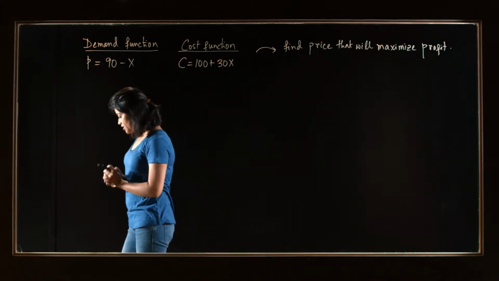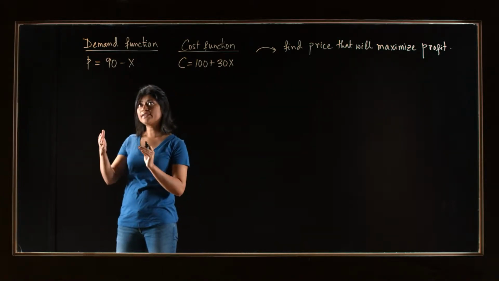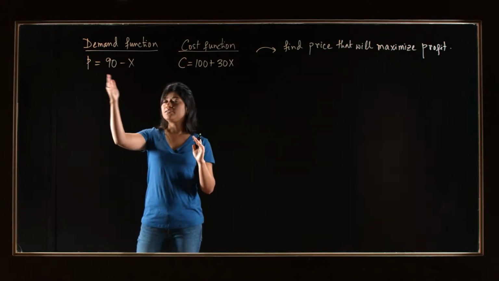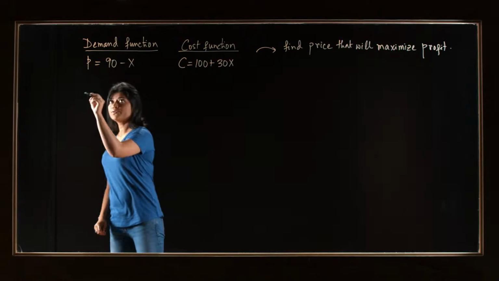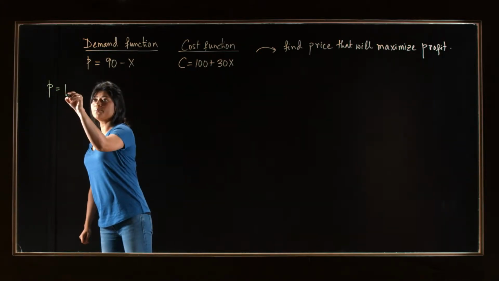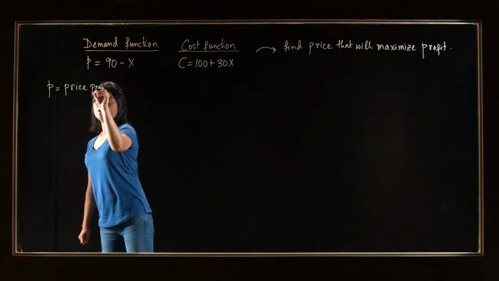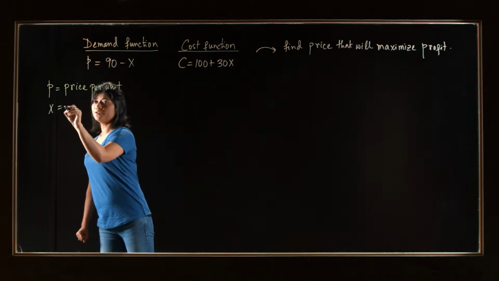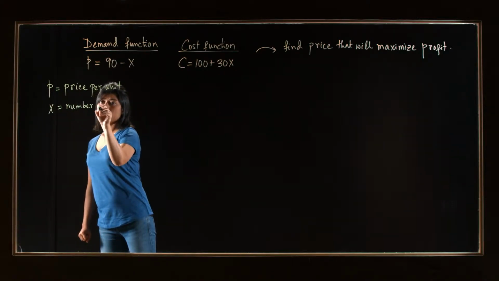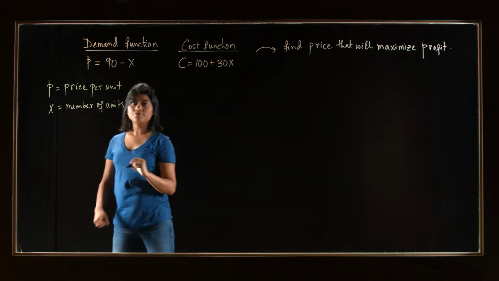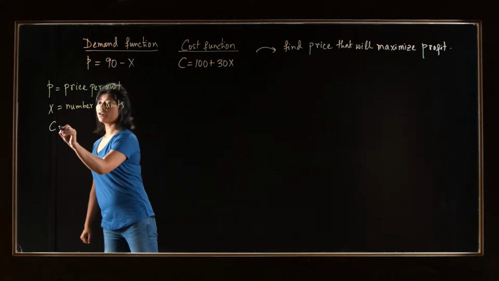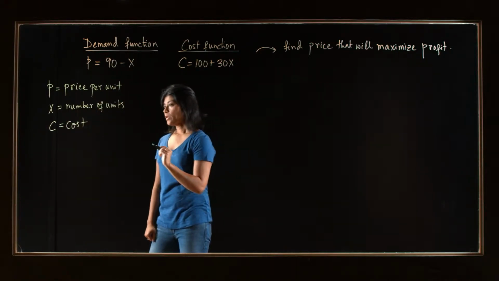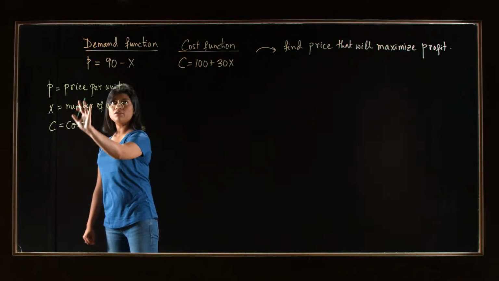To solve this problem, the best thing is to write down what we have, what we need to find, and what all these different letters mean. Okay, so the small p is the price per unit, and x represents the number of units that are produced of some product. This c is the cost of production. Those are already given.